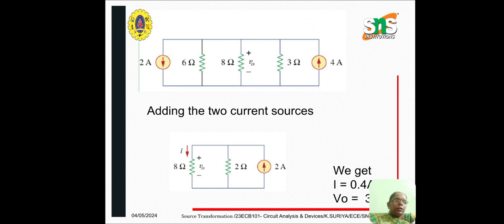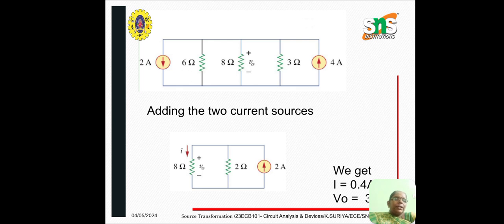And for all the resistors, leave out the 8 ohms because you have to find the voltage across that. The remaining 6 ohms and 3 ohms are in parallel. So you can calculate the equivalent resistance. So 6 into 3 divided by 6 plus 3. 6 into 3 is 18. 18 by 9, it is 2 ohms. So for the current I across 8 ohms, you can use the current division rule. So total current 2 into opposite resistance 2 divided by sum of the resistances 10. So 2 into 2 is 4. 4 divided by 10, you will be getting 0.4 amps.